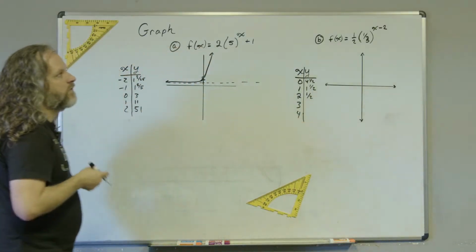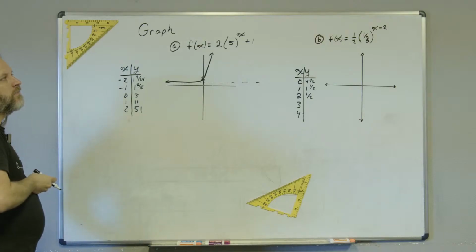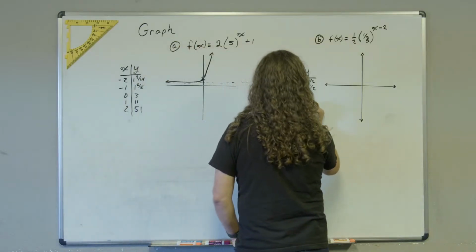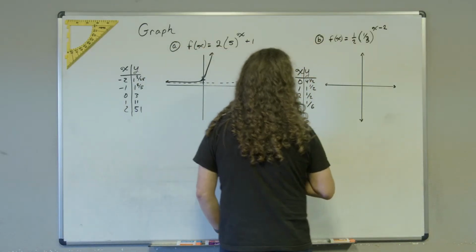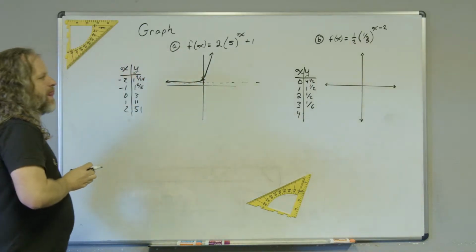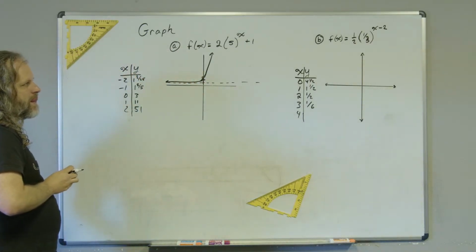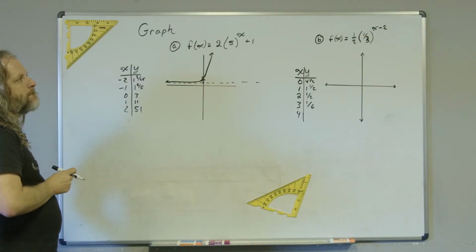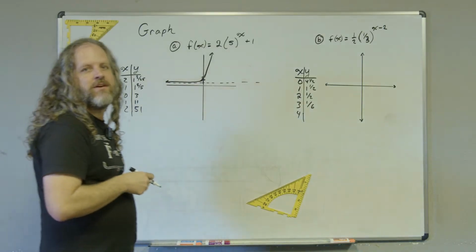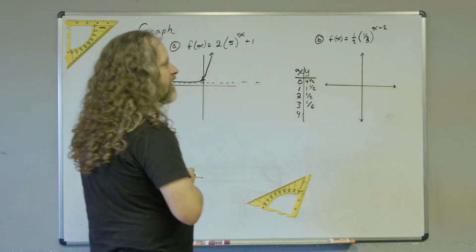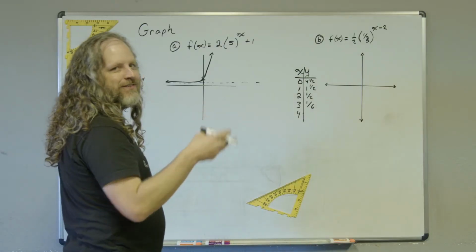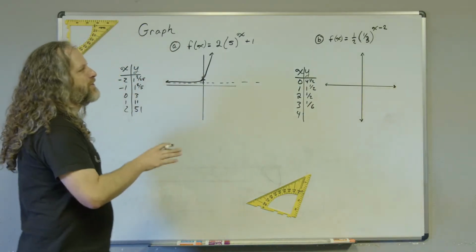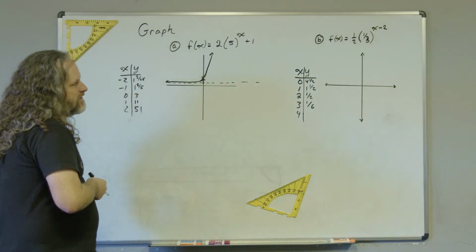3 minus 2 is 1. 1/3 to the 1 is 1/3. 1/3 times 1/2 is 1/6. This isn't a decay. 4 minus 2, 1/3 squared is 1/9, not times. 3 squared is 3 times 3. You were thinking right; your brain just made the mistake. You were on the right track. You knew what you were doing. 1/9 times 1/2 is 1/18.